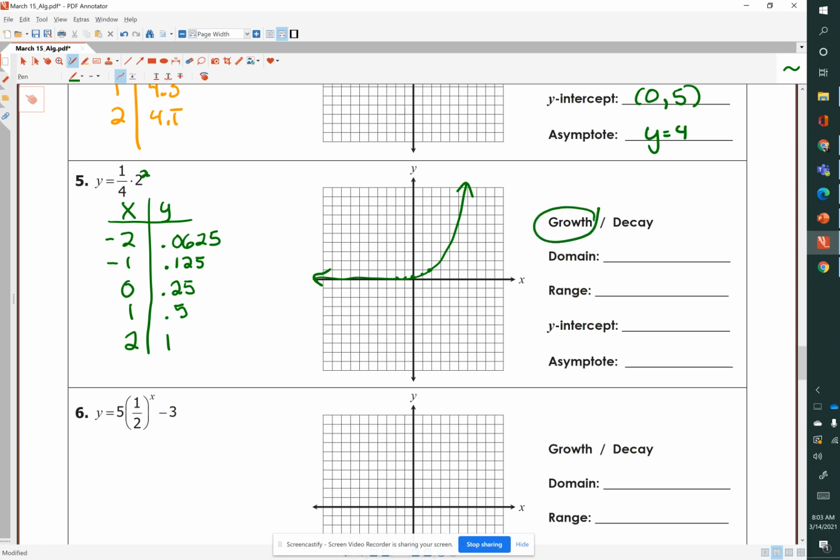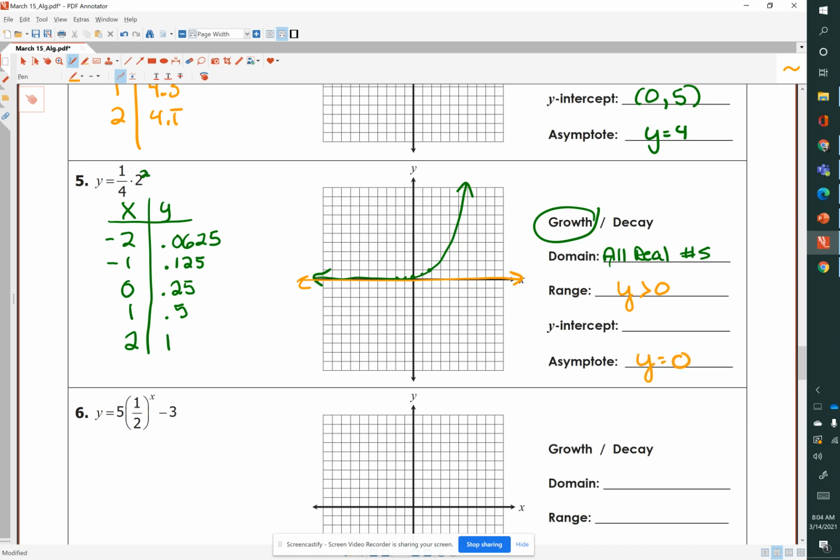It is a growth function. The domain is all real numbers. We're able to see that. We'll look at the graph on Desmos in a few minutes. The range, though, you can see that this function will never cross the x-axis. So the range will be y is greater than 0. So our asymptote is y equals 0.